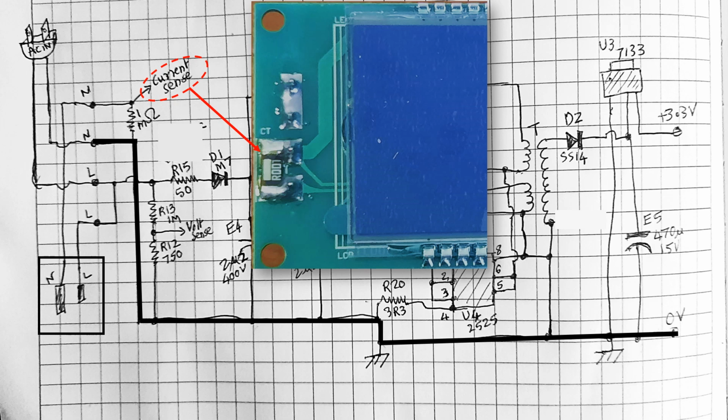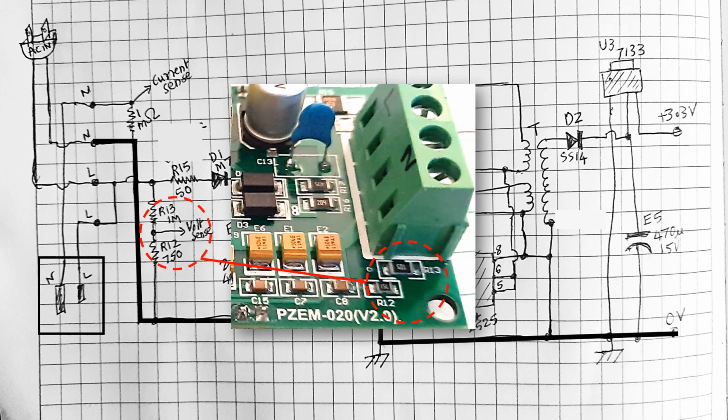The voltage is sensed by a voltage divider, which is a 1 megohm and a 750 ohm resistor. That would essentially drop 100 volts AC to 75 millivolts at this output, which is somehow sensed by the main circuit later on.